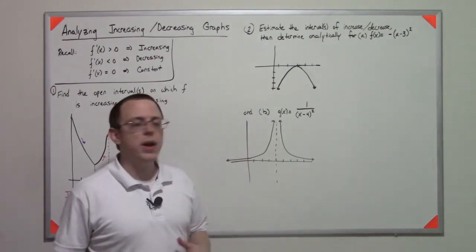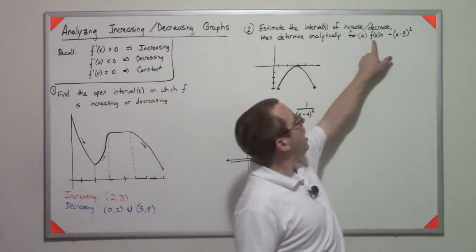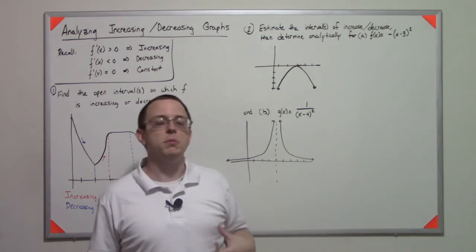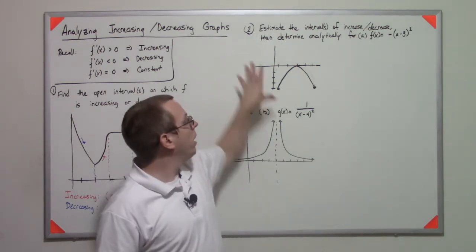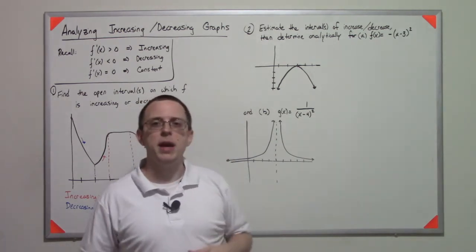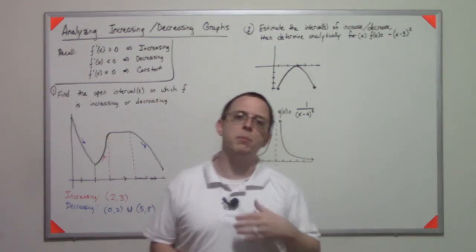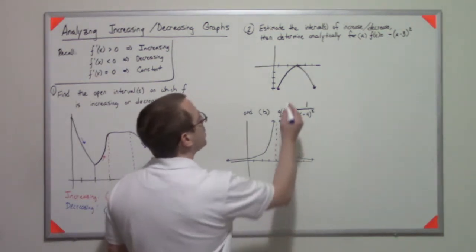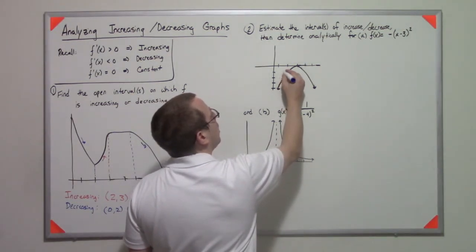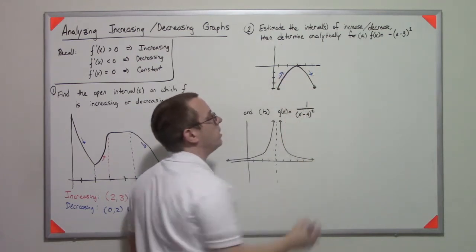So instead, if we have an explicit function given, f of x equals negative x minus 3 quantity squared, and we have its graph, well, let's estimate the intervals of increase and decrease, but then let's actually solve for them. So in this particular case, it looks like the function is increasing here and decreasing there.